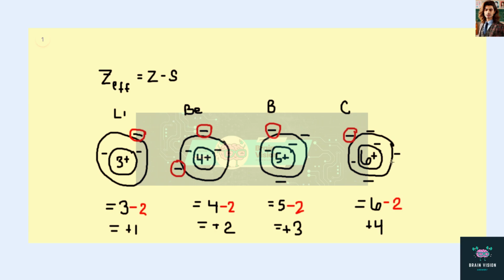As this attraction increases and this positive charge gets larger, this negative is pulled in even closer, making the atom smaller and therefore making the radius smaller. So as we move across the periodic table, the net nuclear charge of this nucleus increases, pulling in the electron a little bit closer and making the atomic radius smaller.